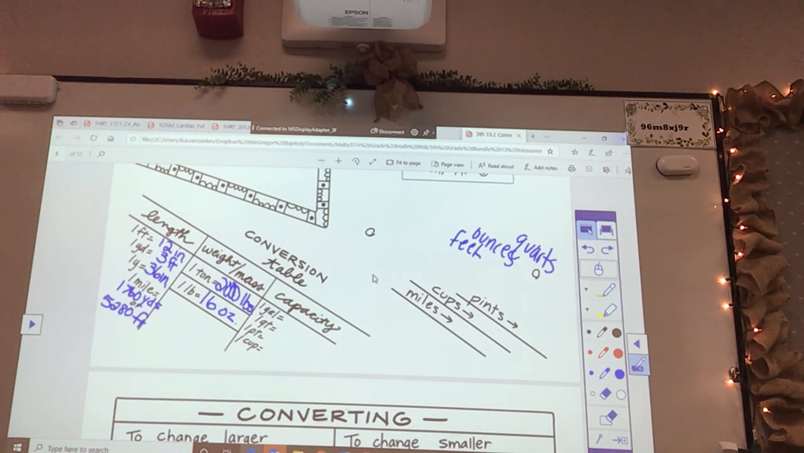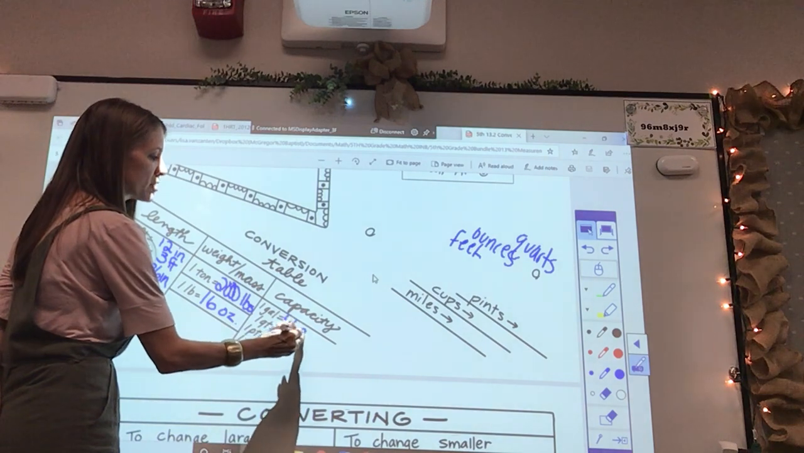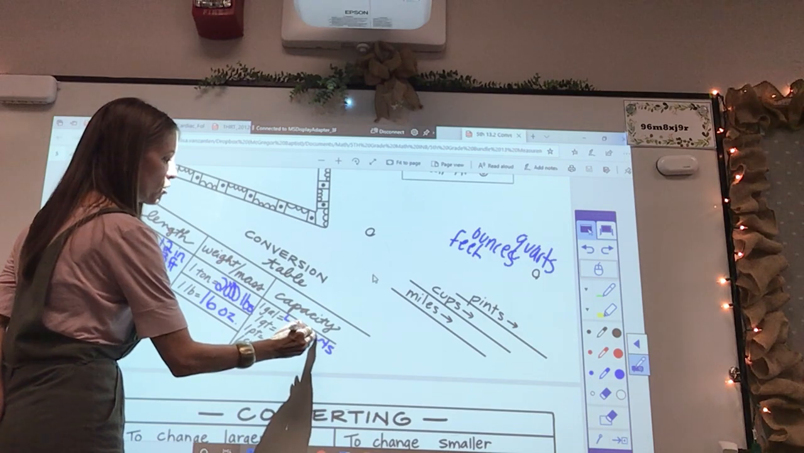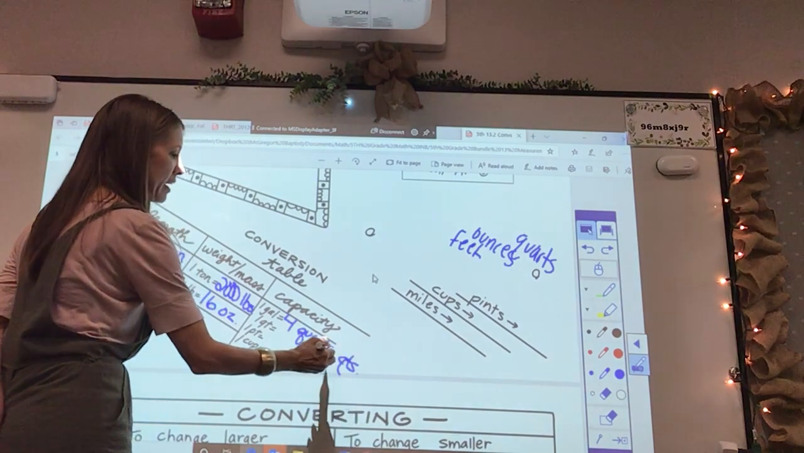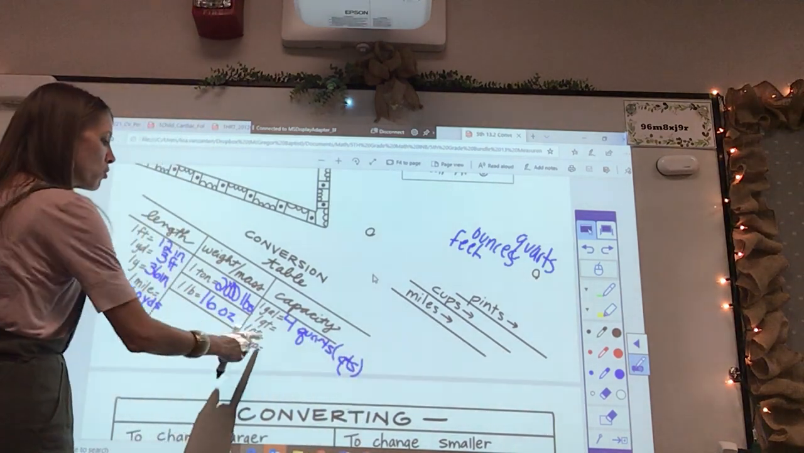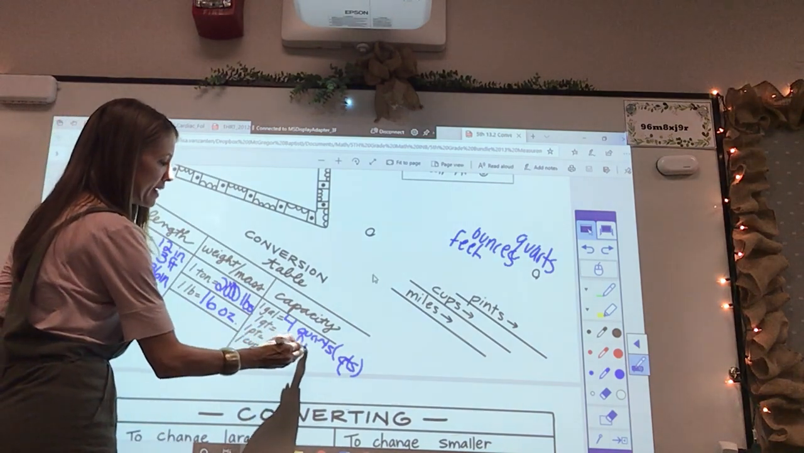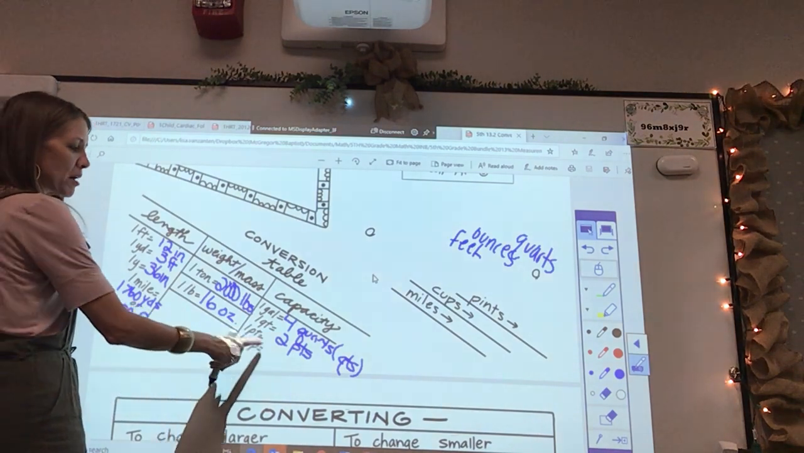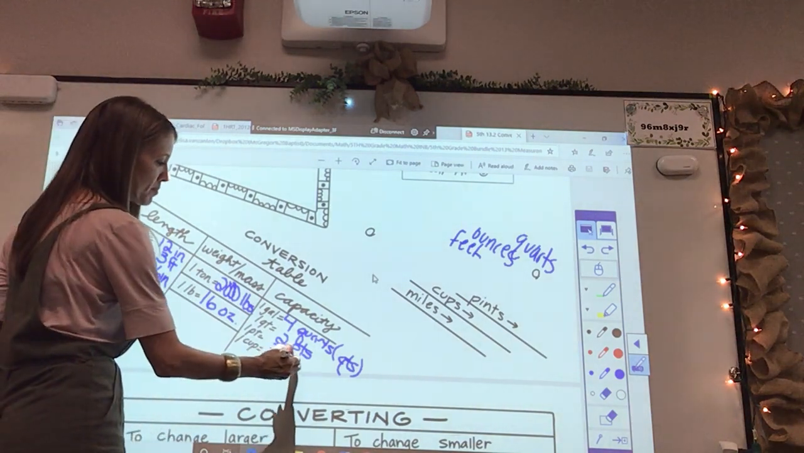All right, let's move over to our capacity units. 1 gallon equals how many quarts? 4 quarts. Or you could say QTS, quarts. Okay, either one of those is right. 1 quart equals how many pints? 2 pints. You could put pints, or you could put PTS, 2 pints. 1 pint equals how many cups? 2 cups. So 2C, or 2 cups.